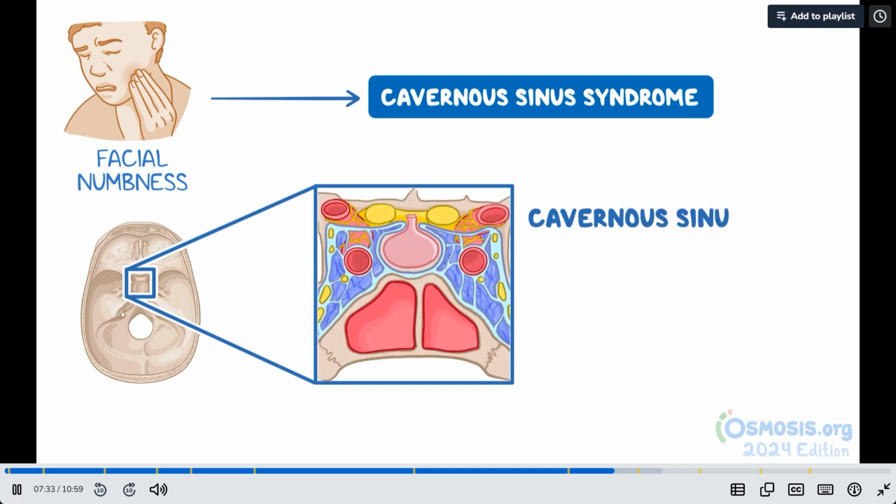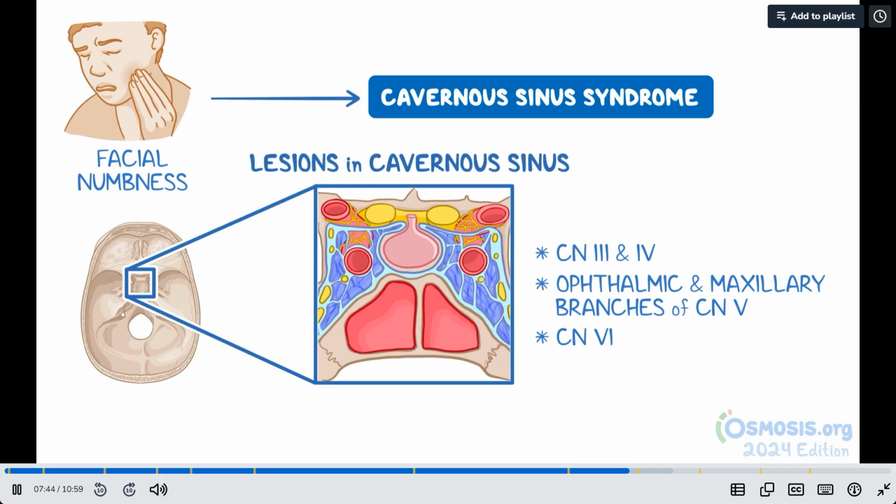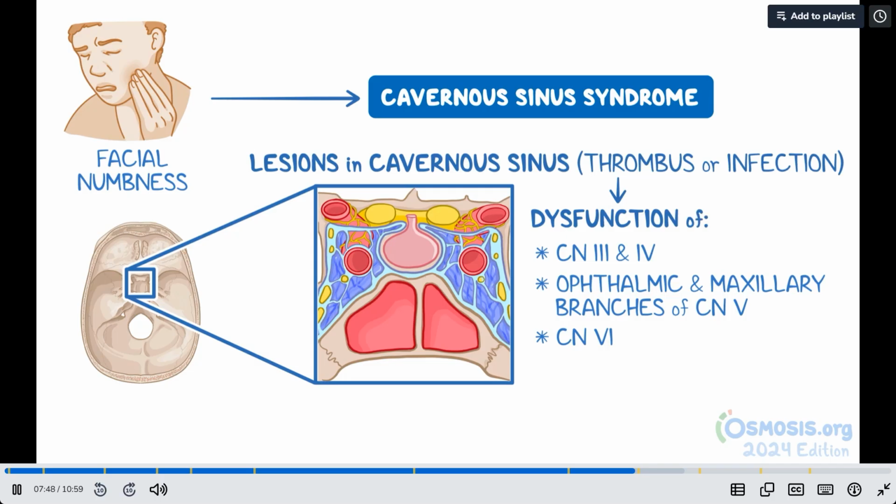The cavernous sinus contains cranial nerves 3, 4, the ophthalmic and maxillary branches of cranial nerve 5, as well as cranial nerve 6. In other words, lesions in the cavernous sinus, such as a thrombus or infection, could cause dysfunction of any of these nerves.